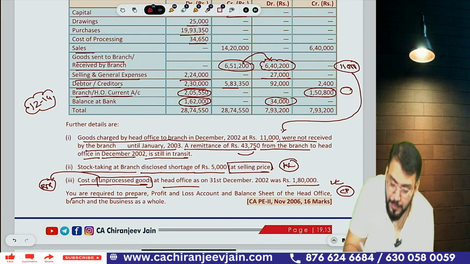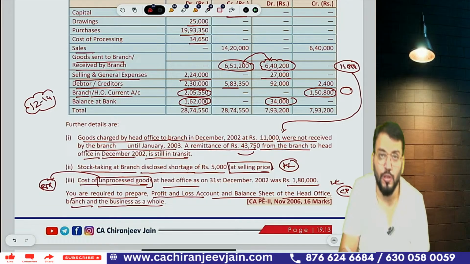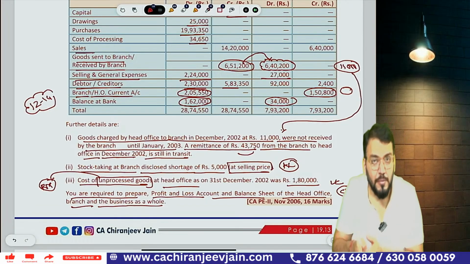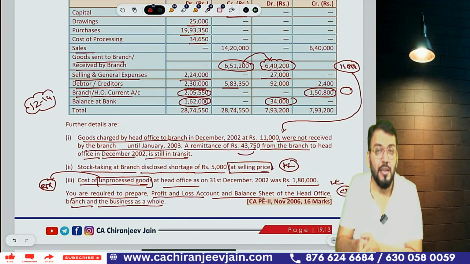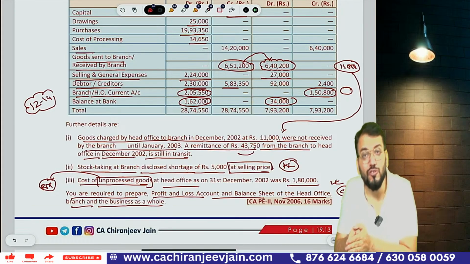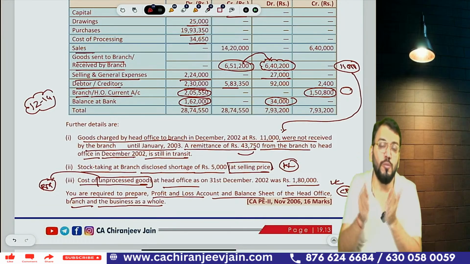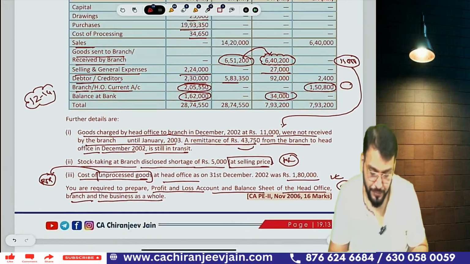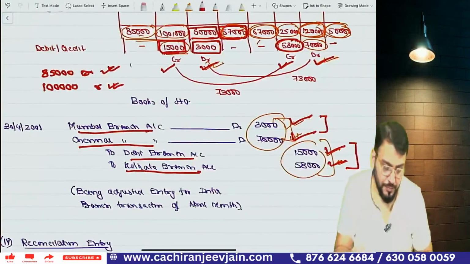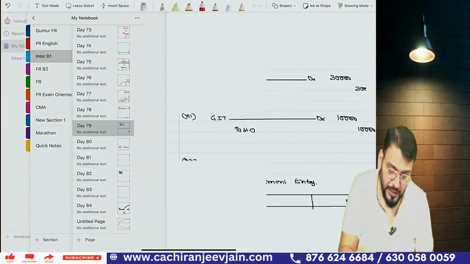You are required to prepare the PL account and balance sheet of head office, of branch, and of the business as a whole. Means you need to prepare branch PL, HO PL, and then consolidated PL and the balance sheet as a whole. Means total balance sheet. Can we do? Tell me. So let me explain with the solution only.